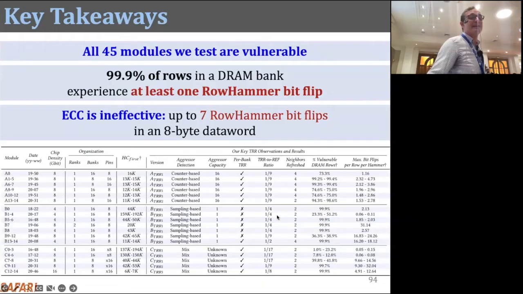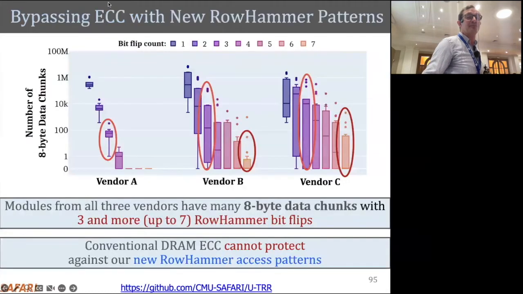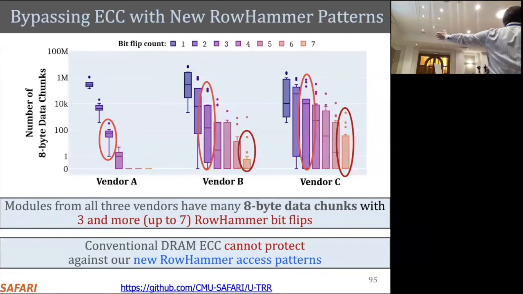And we basically showed that almost 100% of the rows in a DRAM bank experience at least one RowHammer bit flip if you craft the access patterns carefully. So you could use this understanding as an attacker to bypass essentially everything. And this is another example. You could craft better access patterns to induce RowHammer bit flips, and you could actually get up to 7 RowHammer bit flips in an 8-byte data chunk. Again, ECC is overwhelmed by this. You cannot really correct this many errors with existing ECC mechanisms.